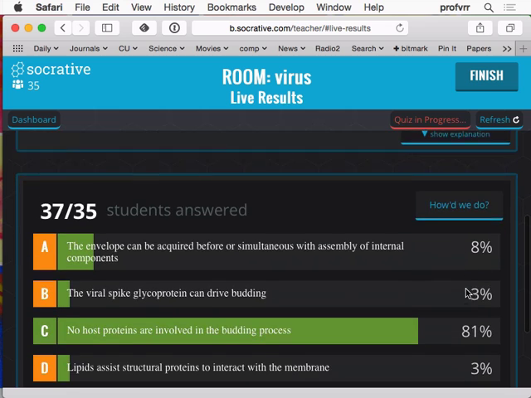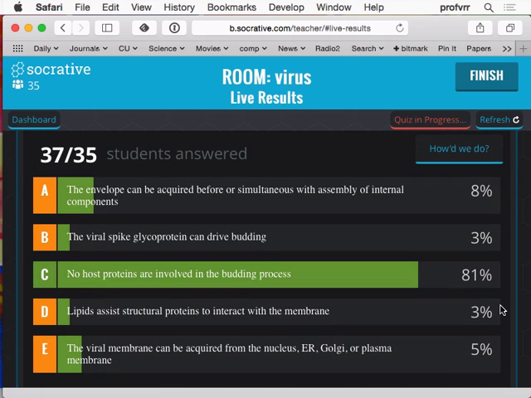So 81% of you said no host proteins are involved in the budding process, and that is absolutely right. That's not correct. I just told you about the ESCRT pathway, of course, so that should stick out. A few of you answered all the others, but they're all right. The envelope can be acquired before or simultaneous with assembly. Before, most enveloped viruses; simultaneous with assembly, the retroviruses. The spike glycoprotein can drive budding for sure. Lipids assist structural proteins to interact with the membrane. The N-terminus of matrix is myristylated, and that drives it to the plasma membrane.